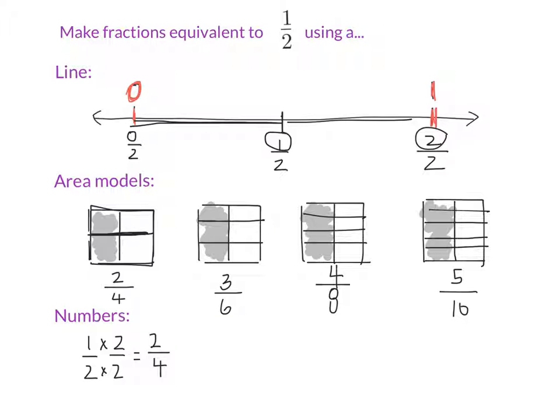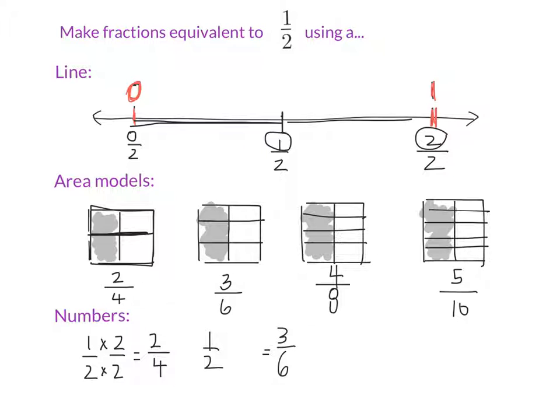Down here, I had 1/2, and I split the top part into 2 sections and also the bottom. So I multiplied both the top, the numerator, and the denominator by the same number, 2, and I got 2/4. Yes? Okay. Over here, originally I had 1/2, and I somehow ended up with 3/6.